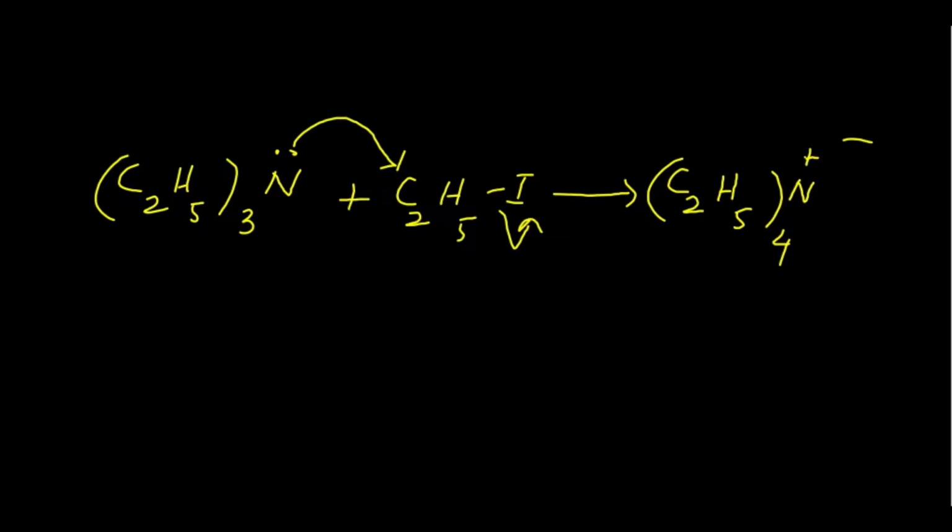So this is the nitrogen and the iodide ion, right? The iodide ion leaves and we get the negative charge on this iodine. So the compound which is formed here is a quaternary ethyl ammonium salt, or tetraethyl ammonium iodide, right? This is the salt, that is, the quaternary ethyl ammonium salt.